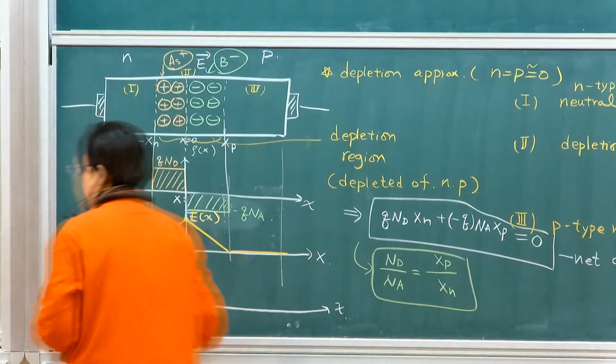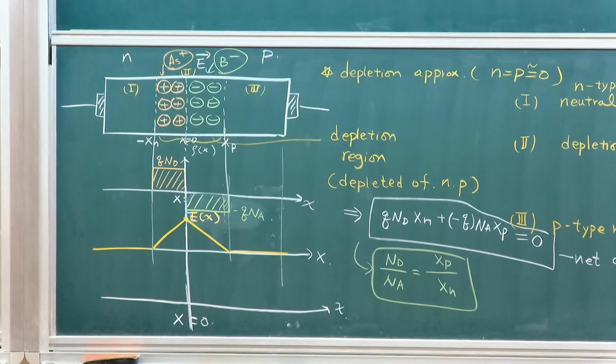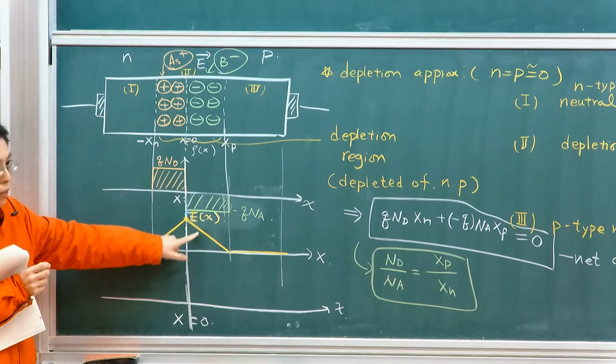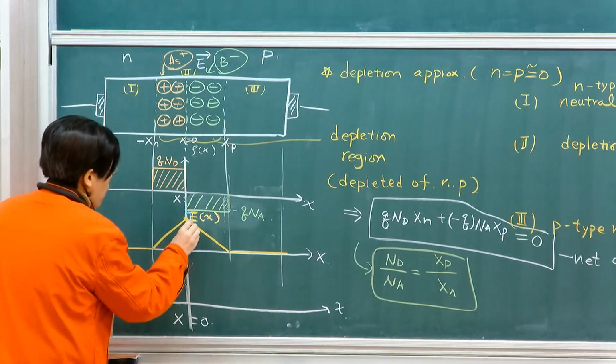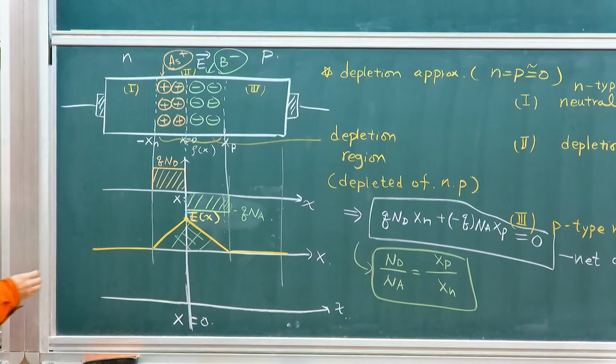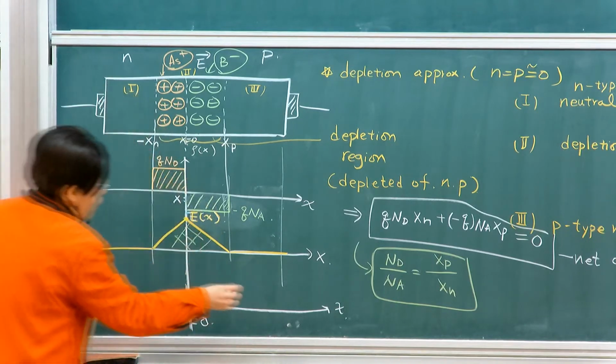So let me just draw the final results. Because there's a minus sign, the integral should be the area under this. If you integrate the area under this, you would then get the potential difference. And it will be higher on the N side, lower on the P side because of the minus sign.